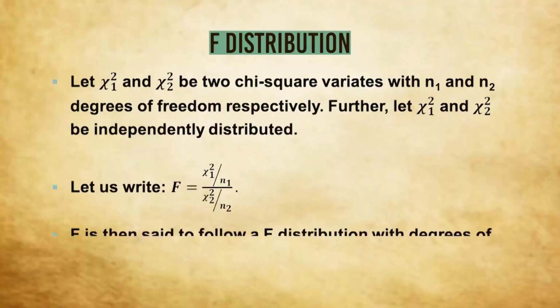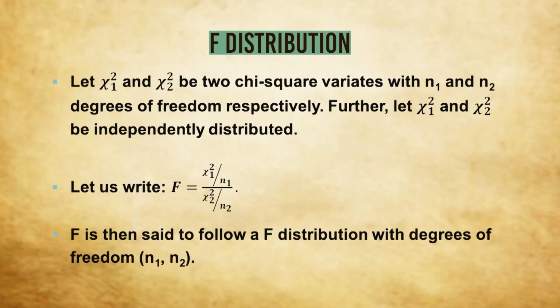Now mind you, unlike the chi-square and T distributions, F has two degrees of freedom, n1 and n2. What is n1? The degrees of freedom of the chi-square in the numerator, and n2 is nothing but the degrees of freedom of the chi-square in the denominator. So we write, as you can see in the slide, F has the degrees of freedom n1, n2 within parentheses. Now we come to the probability density function or PDF of an F distribution with degrees of freedom n1, n2. We'll always say it like this, degrees of freedom n1, n2 for the F distribution.